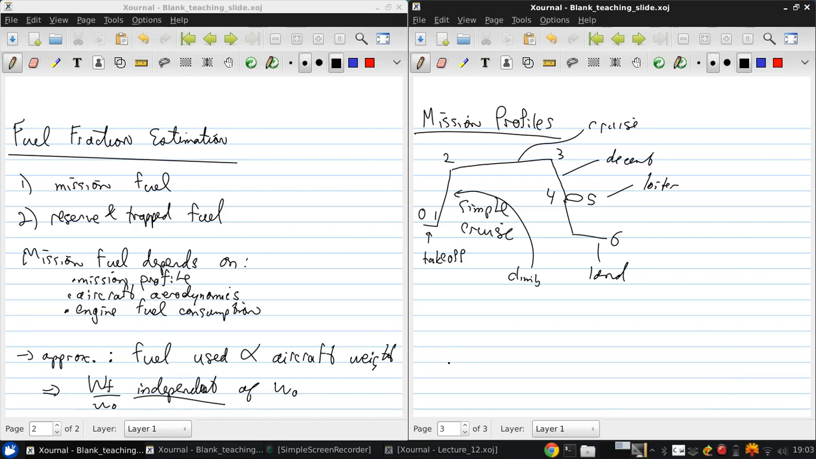Another profile might be a commercial transport profile, which would look something like takeoff, climb, cruise, descend, and loiter, attempt to land, climb again with an aborted landing, divert to a nearby airport, and land again, including a loiter. So this would be something like a commercial transport mission profile.